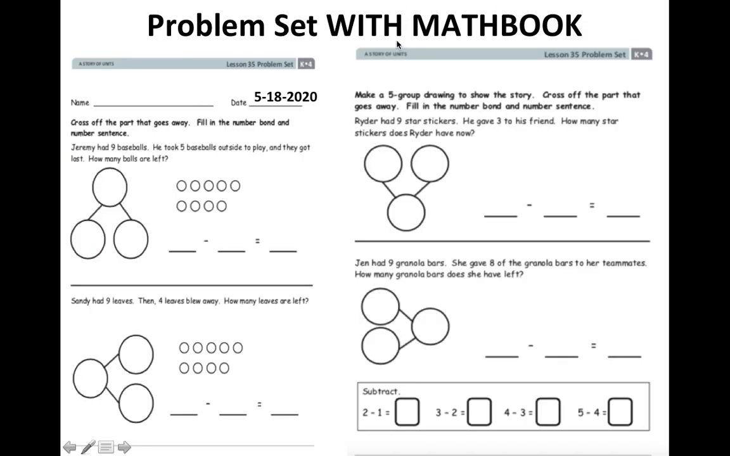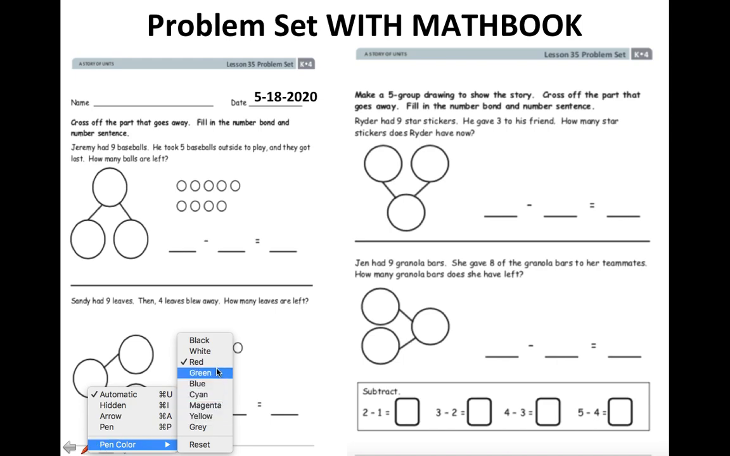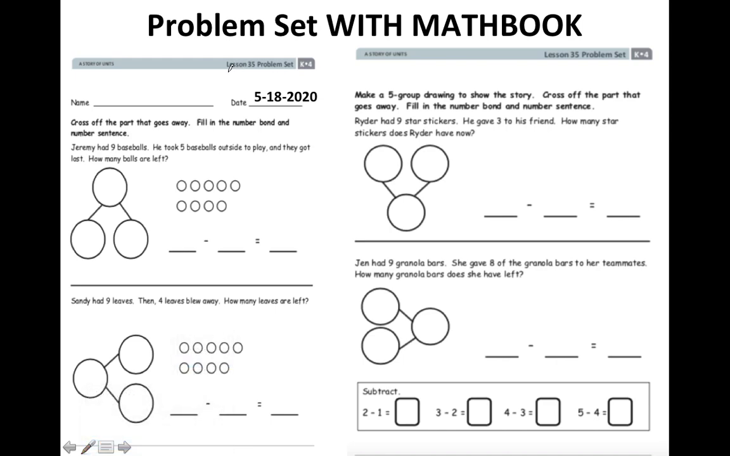So now let's get started with the problem set. Parents, please make sure you're submitting the right page. And today we are doing problem set 35. So please make sure you are only doing problem set 35. The book also comes with the homework sheets. Please do not do the homework sheets because these are the 2 pages I want you to focus on. As you can see, there are barely any pictures in this 2 problem set.